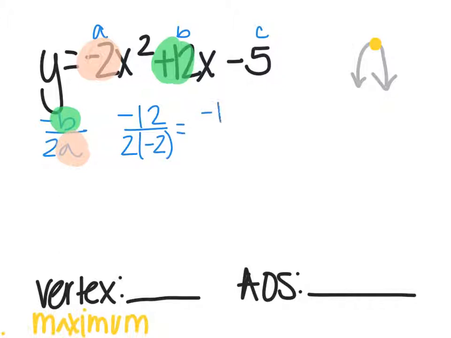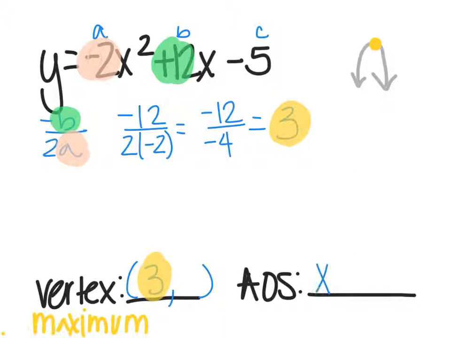Well, negative 12 is still on top. 2 times negative 2 is negative 4. And negative 12 divided by negative 4 is positive 3. So we have found out two things. The first thing we found out is we now have the x value of our vertex. The second thing we have is our equation for our line of symmetry. So these two numbers will always be the same.